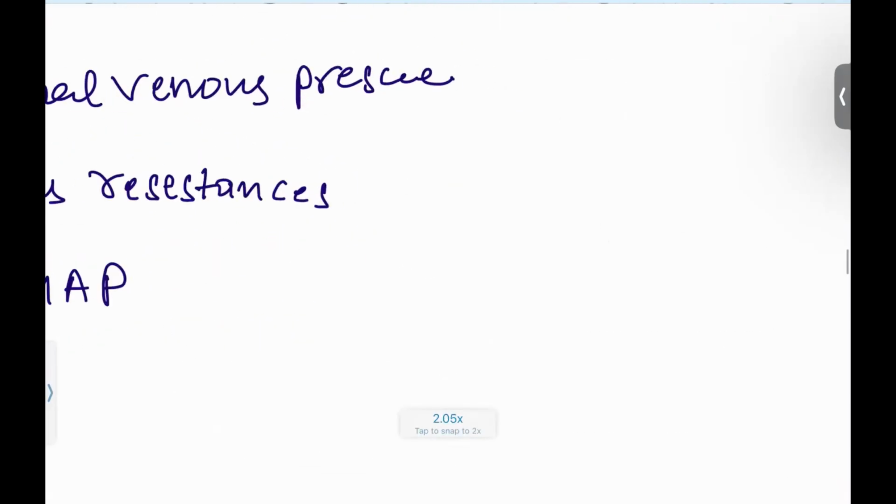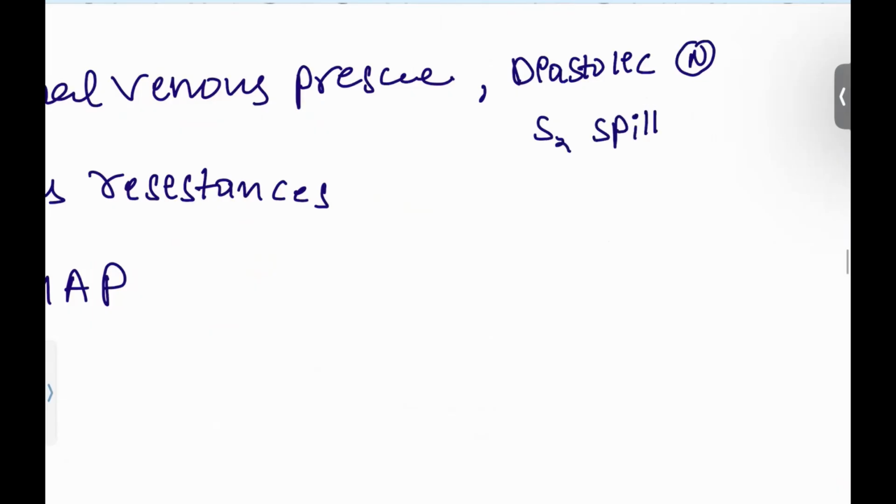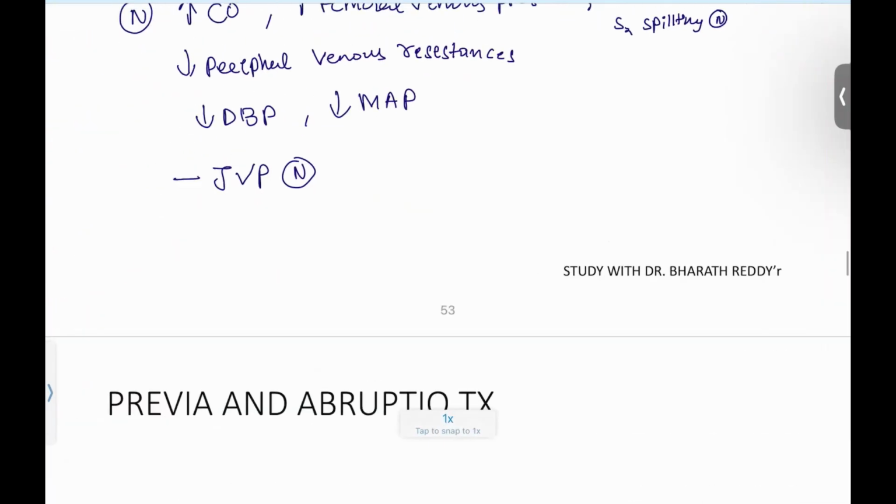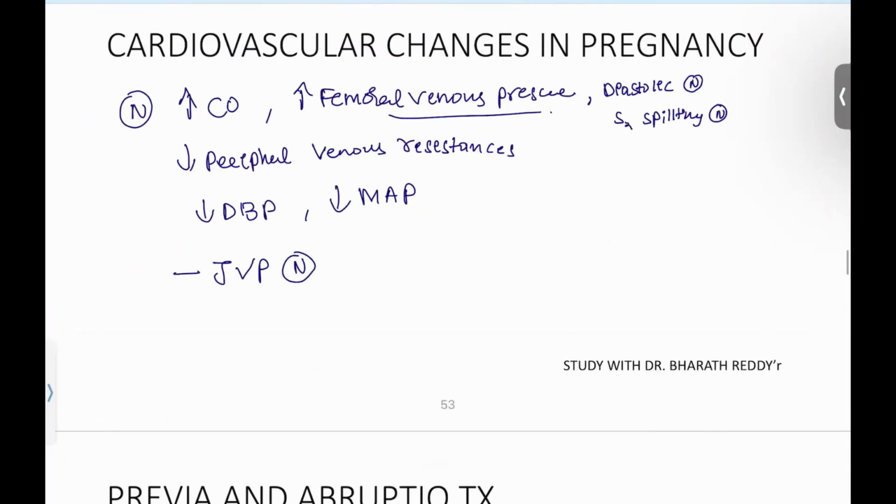And the murmur: if the patient has a diastolic murmur, it's still normal only. If the patient has S2 splitting, this is also normally seen. But because peripheral venous pressure is increased, the patient is at risk of hemorrhoids, and along with that, the patient is also at risk of varicose veins. Okay, this is the thing that you have to remember.